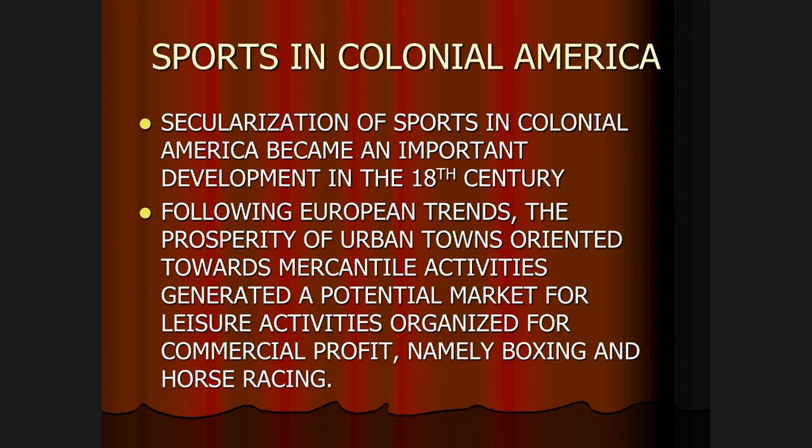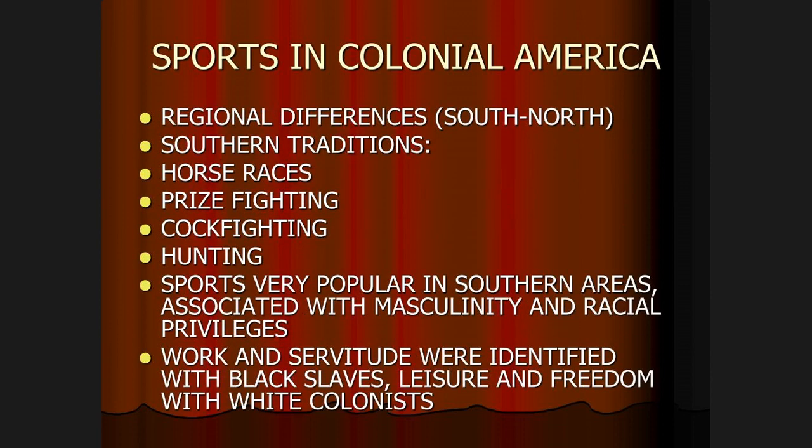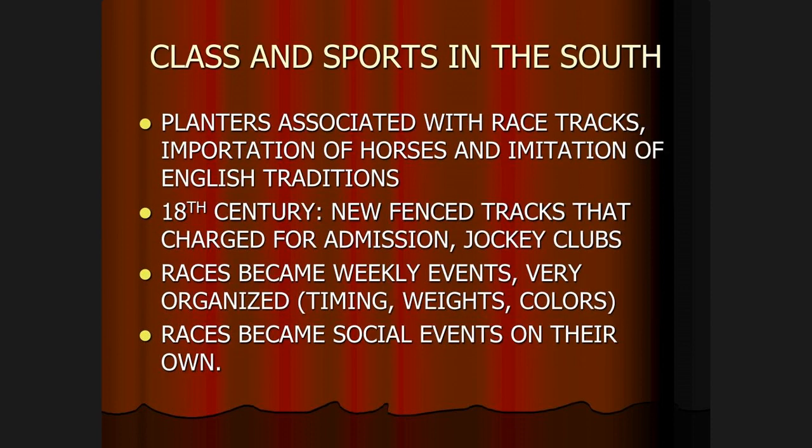Following the European trends, the prosperity of urban towns was oriented towards mercantile activities. Now we have sports in colonial America. Regional differences, southern traditions: horse races, prize fighting, cockfighting, hunting sports were very popular in southern areas, associated with masculinity and racial privileges. Now we have class and sports in the South: planters associated with the racetrack, the importance of horses and imitation of the English traditions.